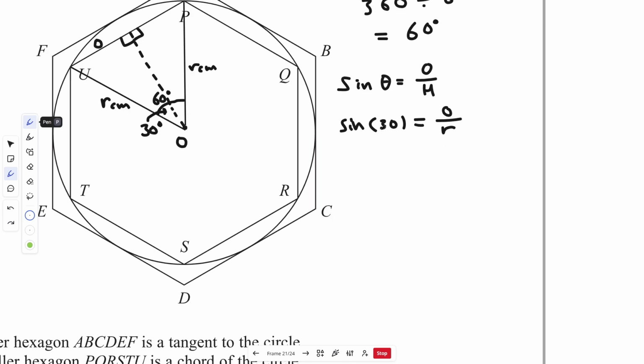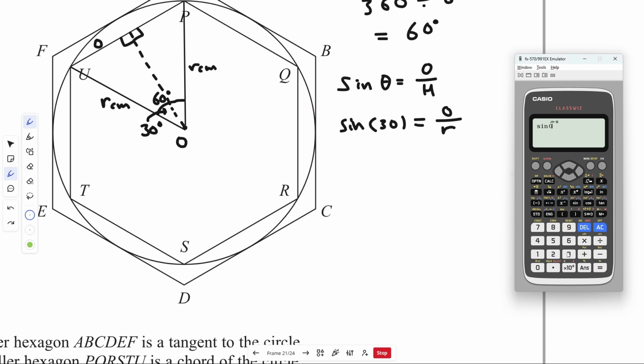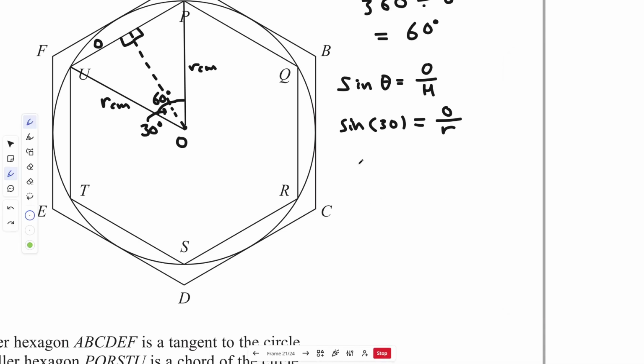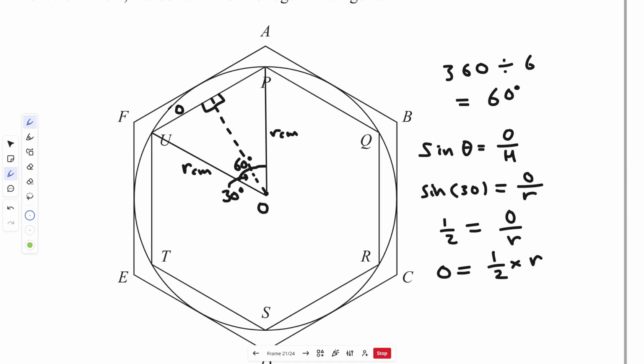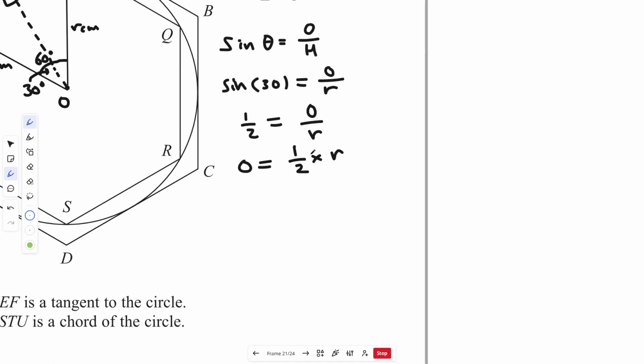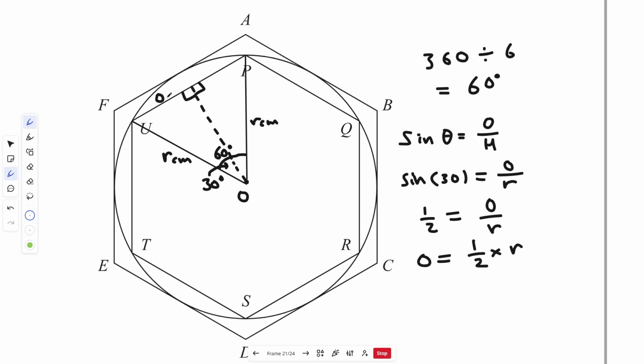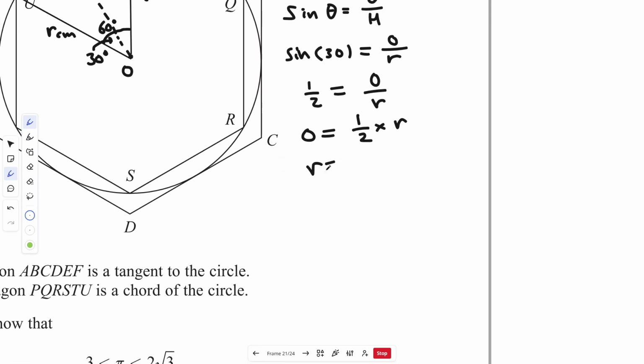Now, I know that sine 30 is a half, but since this is a calculator paper, you can verify that yourself, and we can put that in here. So sine of 30, there you go, it's a half. So a half is going to be equal to our opposite divided by our radius. Our opposite is going to be equal to half times the radius, which essentially means that this over here is going to be half a radius length, and therefore this full line going from U to P, so the length of our chord, is going to be r.